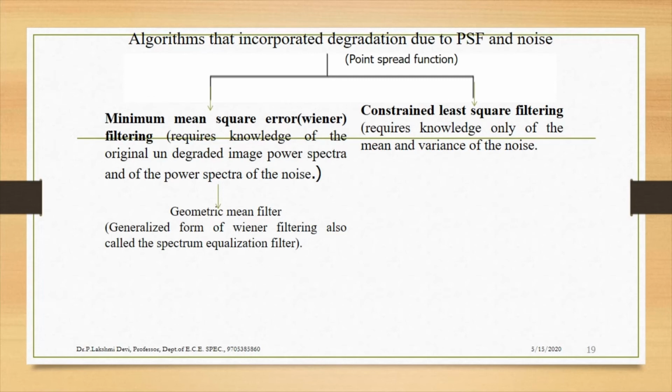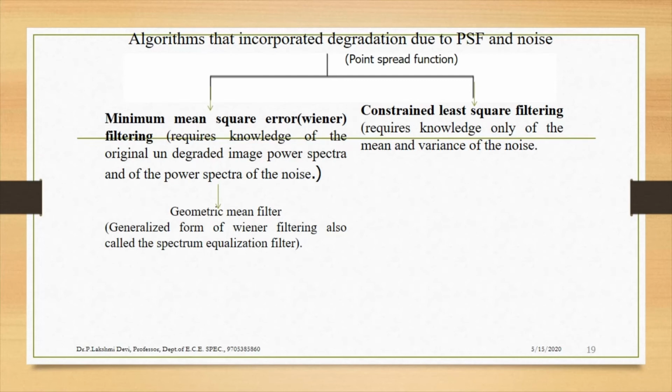Basically there are two types of filter mechanisms. One is the minimum mean square error filter, whose other name is the Wiener filter. The second one is constrained least square filtering. These are the topics we have in our syllabus of the image restoration unit.